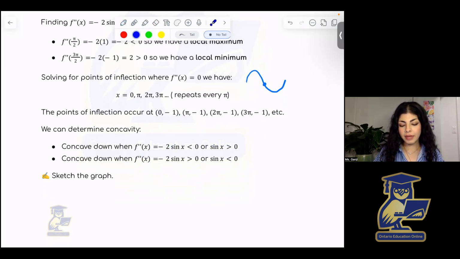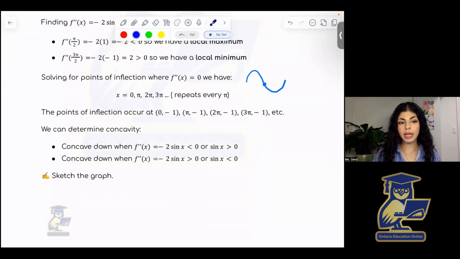The second derivative is less than 0 when sine of x is greater than 0 because of this -2. And it is greater than 0 when sine of x is less than 0. And we do have to generalize here because there's not just one specific interval. So you are just showing that it works for the function as a whole.